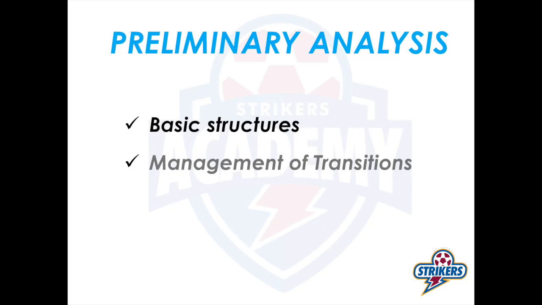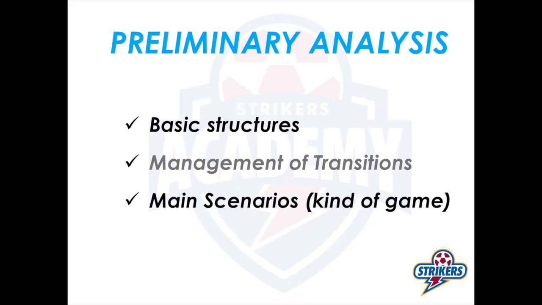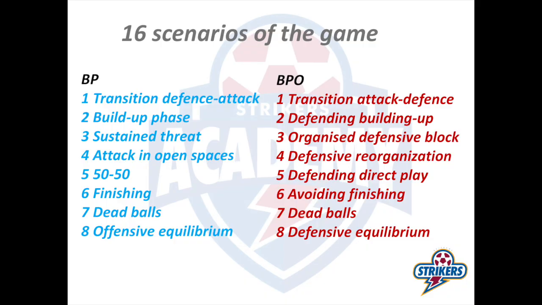And the third part of this preliminary analysis, but don't forget that it's all at the same time, is understanding what the main scenarios of this game are. Because depending on that, it's going to give us the kind of game that we are watching. For example, if the 50-50 scenario is the most common one, that means that both teams are not taking any risks. They are playing long, they are trying to win those 50-50 balls and play from there.